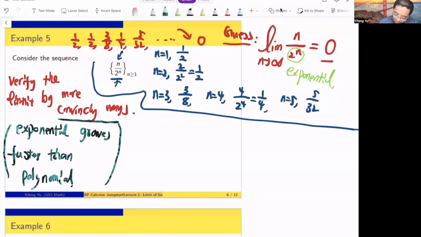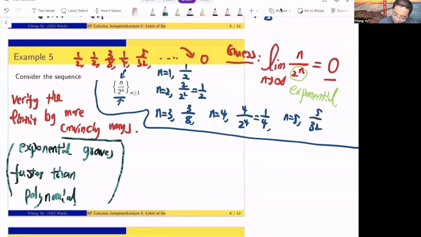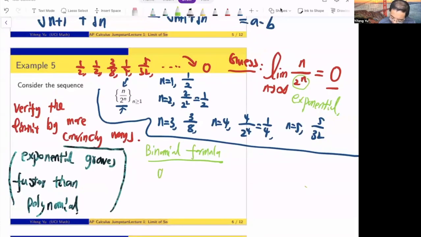How do we do that? In order to do that, we need to use the binomial formula. Okay, so here I'm going to use this binomial formula. Let's recall the binomial formula. So what's the binomial formula? The binomial formula says a plus b to the power n is the summation k from 0 to n of the binomial coefficients, n choose k, and a to the power k, and b to the power n minus k. Okay, so this is the binomial formula, and this is what we know from high school math, right?